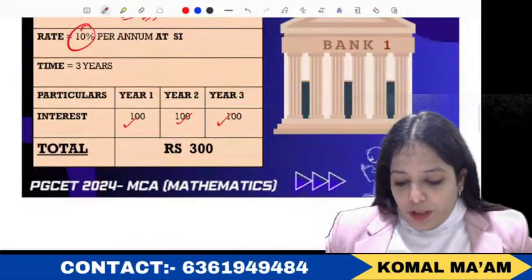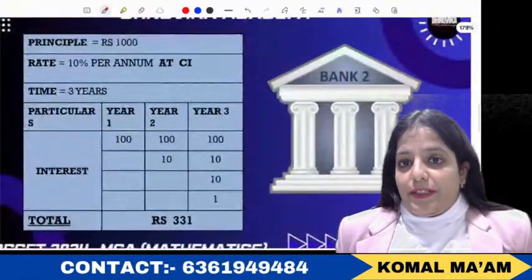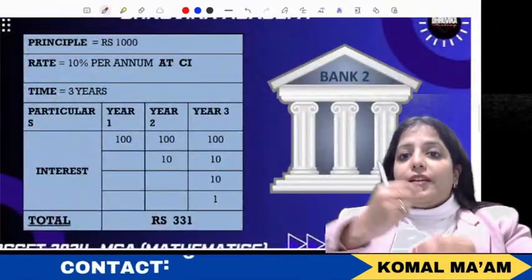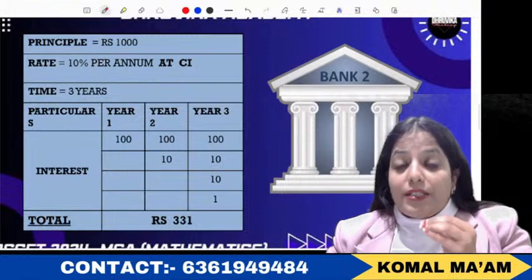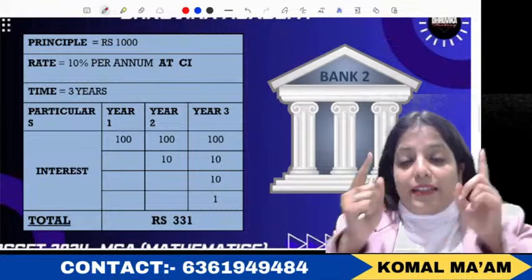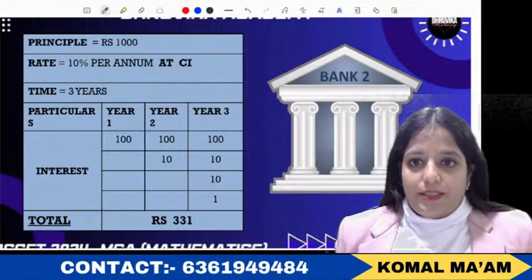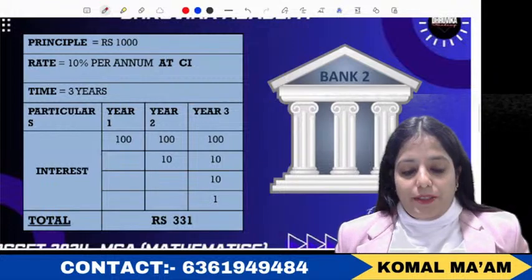Okay, now talking about the concept of compound interest. Now what happens in compound interest? The principal here keeps on changing. The principal here, again I repeat, keeps on changing, and therefore the interest for each year varies. Why this happens? See, understand what happens.